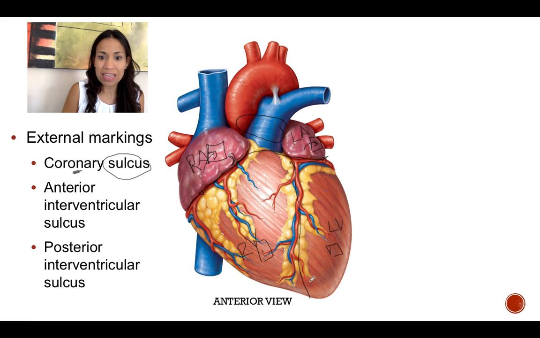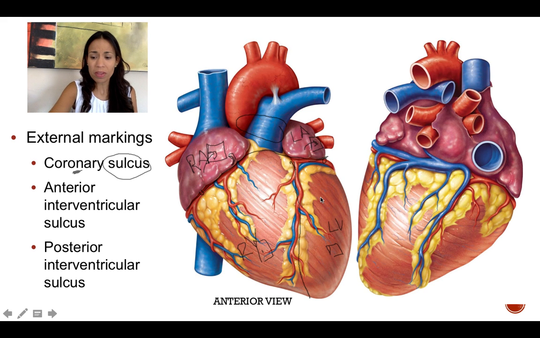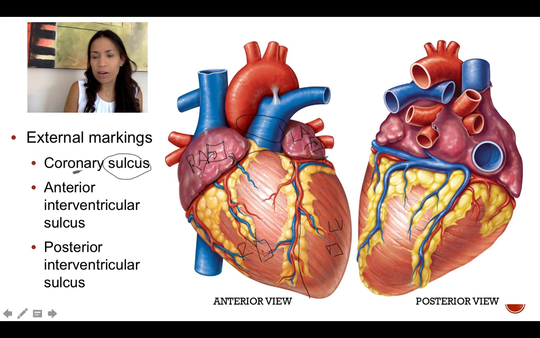This is called the anterior interventricular sulcus. Anterior because this is the anterior view, or the anterior surface, of the heart. And interventricular because it's located in between the ventricles. Now, this is a posterior view of the heart, okay?